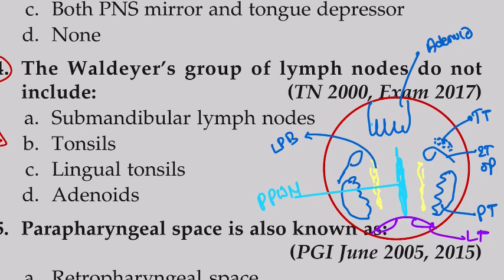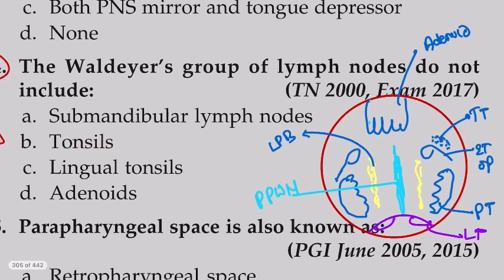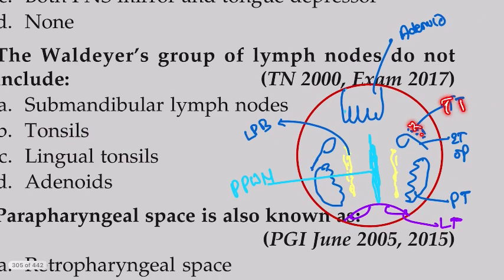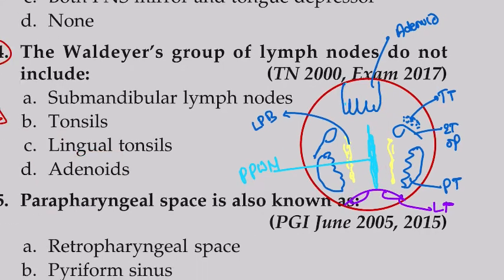Lingual tonsils. Now talking about the submandibular lymph node, can we see the submandibular lymph node here inside? No, we can't see it. Tonsils, yes, there are many tonsils. This is the tubal tonsil, this is the palatine tonsil, these are the lateral pharyngeal bands, and these are the posterior pharyngeal wall bands. Lingual tonsil, yes, seen here. Adenoid, yes, seen. So the submandibular lymph node is not seen here.